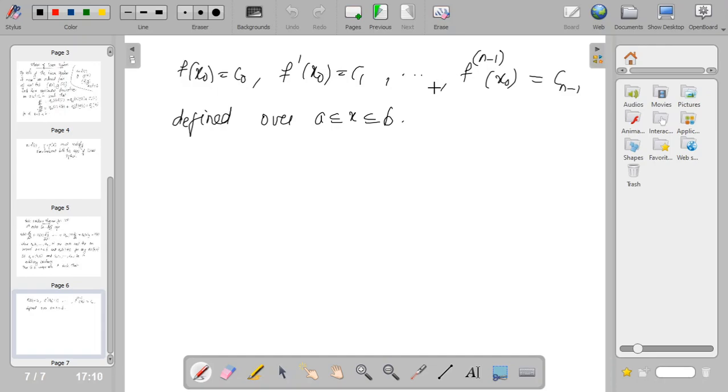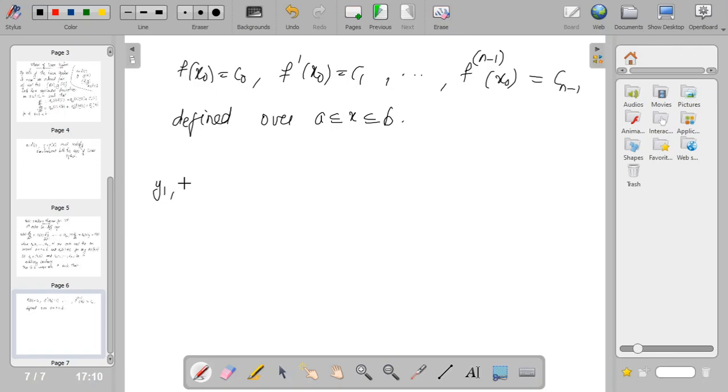So the basic existence theorem for an nth order differential equation states that every initial value problem will have a unique solution, provided your coefficient functions a0, a1, ..., an and f of x are continuous in the interval a less than or equal to x less than or equal to b. So that is the basic existence theorem.